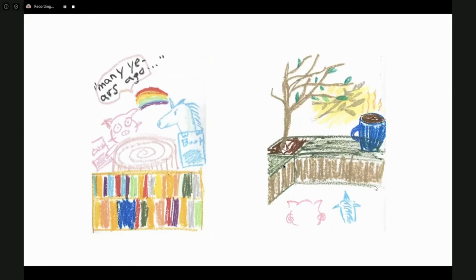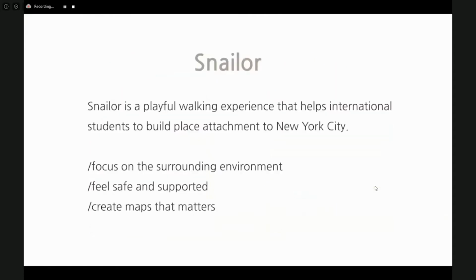I started to think, what if the urban space is not only made of unfamiliar buildings and strangers, but also more like a fun playground that can be explored and investigated. So here's the Snailor. Snailor is a playful walking experience that helps international students to build place attachment to New York City. It allows players to focus on the surrounding environment. Players can feel safe and supported, and it can create maps that only matter to the player themselves.